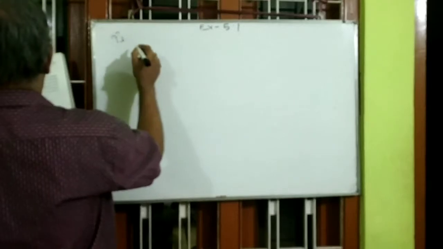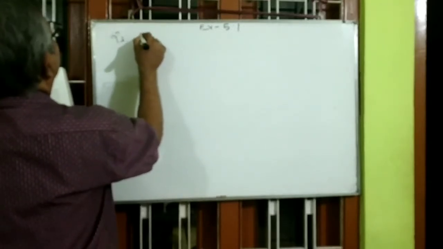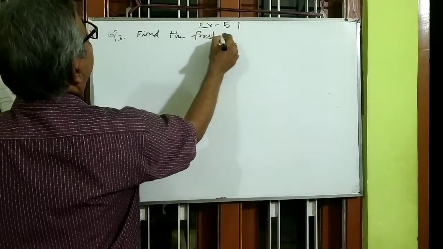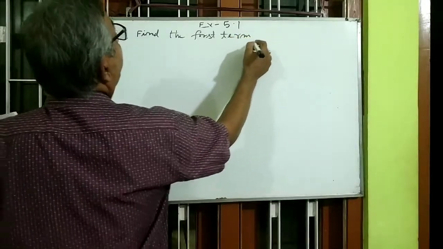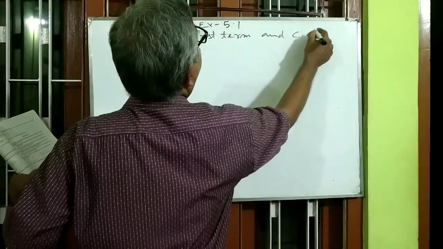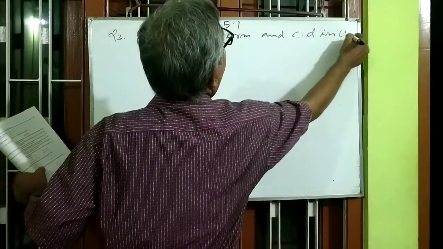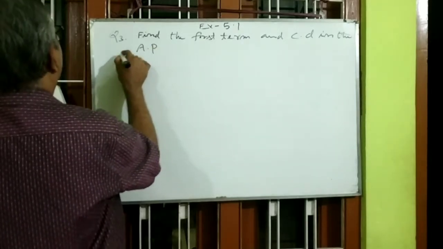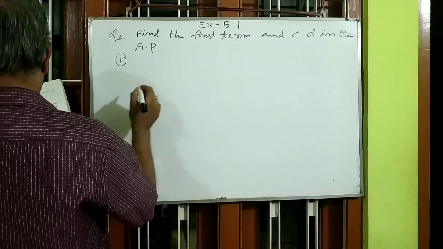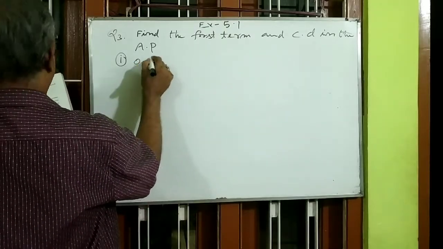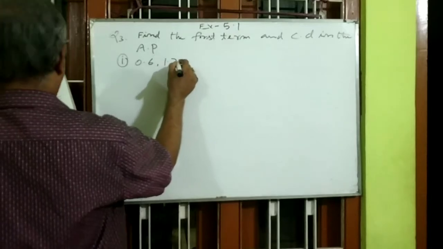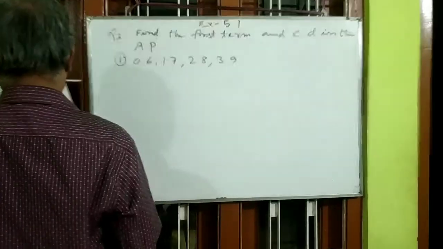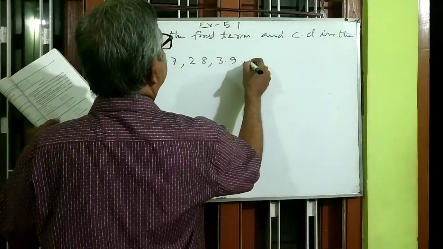Question number 1. Find the first term and common difference in the AP 0.6, 1.7, 2.8, 3.9, dot dot.